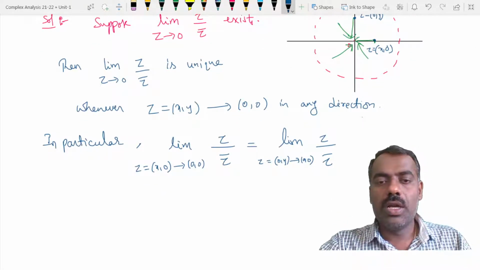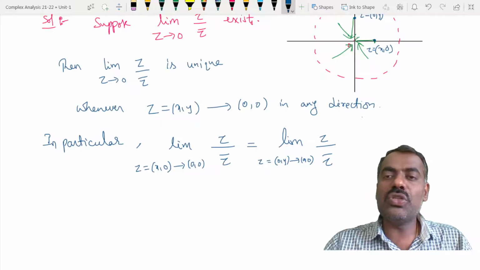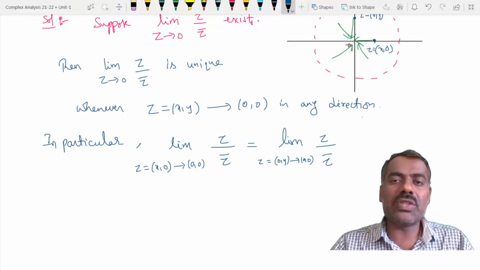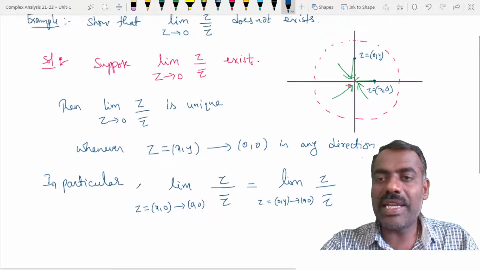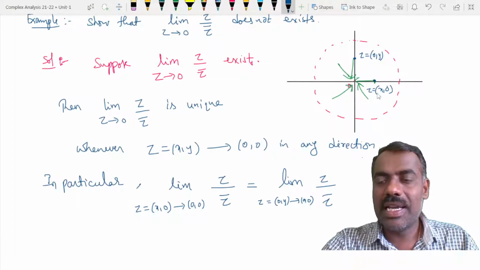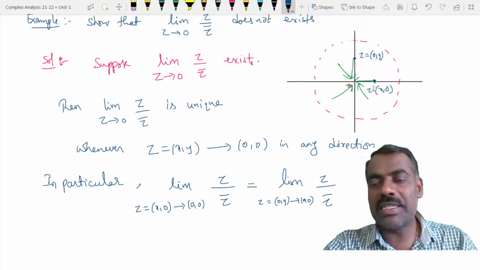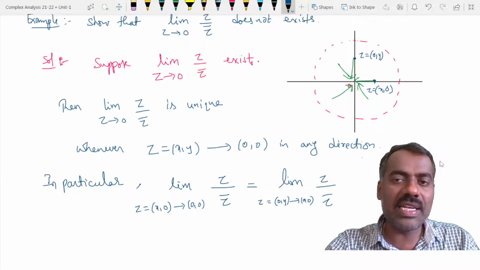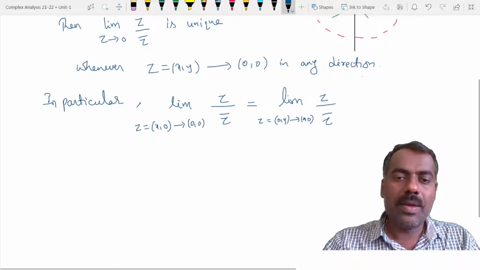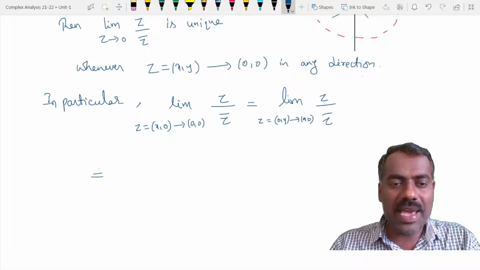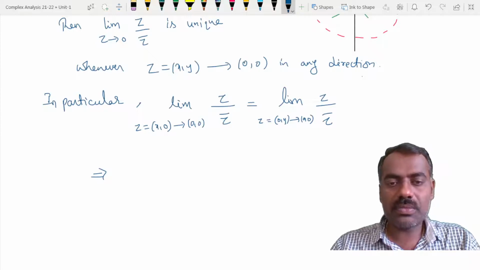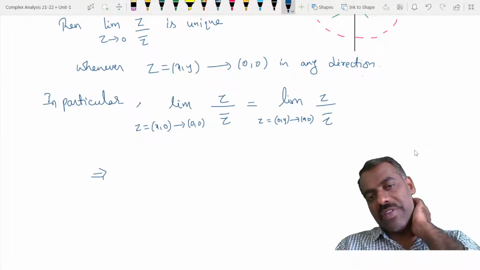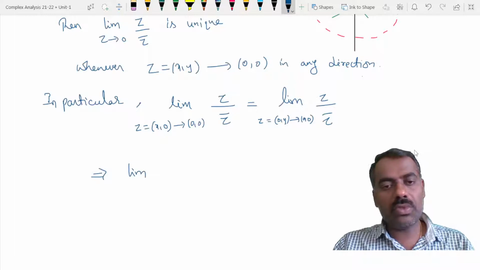As z tends to 0, z is x comma y, so x comma y tends to 0. We are taking two particular cases. One is x comma 0, that means points on the x axis approaching 0, and similarly points on the y axis approaching 0, and of course they are inside this neighborhood. But if you find, what is this limit value? Here y is 0, here y is 0 or not?